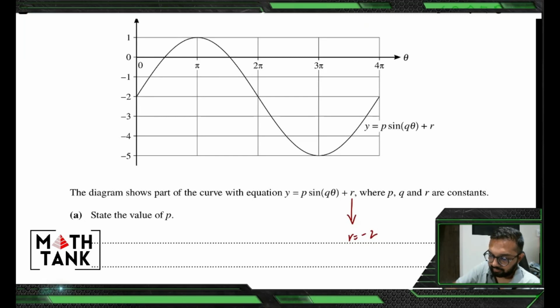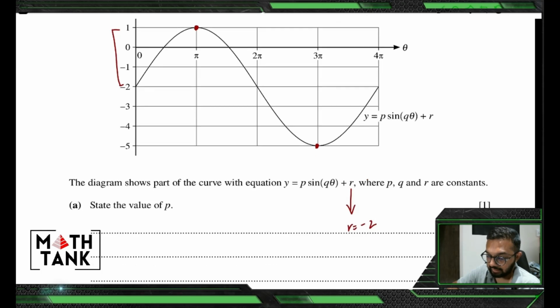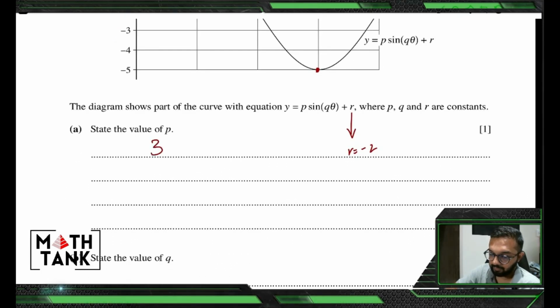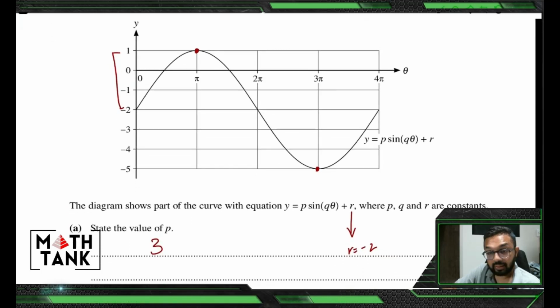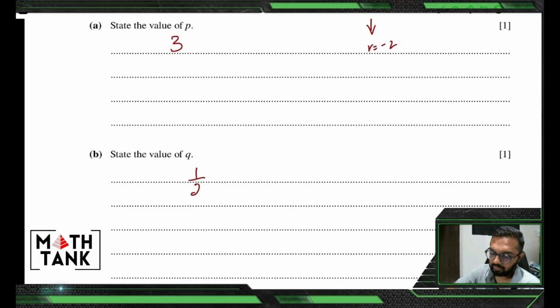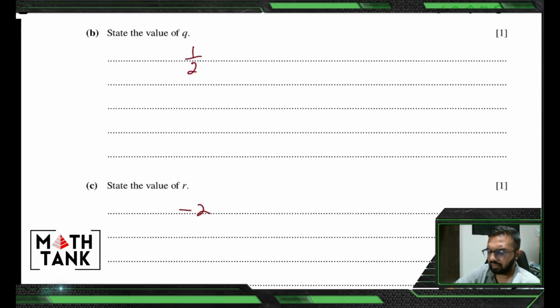Then I see an amplitude, so I see the maximum and minimum points. I also see the distance from the false axis, that's 3 units, so P is therefore 3. And I see that the curve has been stretched, so that it's now completing a cycle in 4 pi, which means 720 degrees, which means that Q should be 1/2. So all of these are just there for you to state. There are no calculations involved. You don't need to do calculations either.